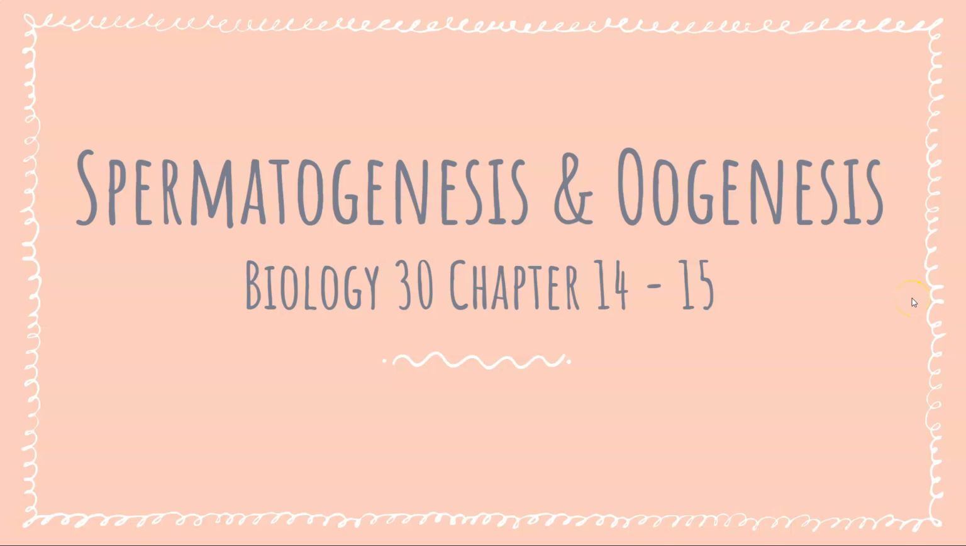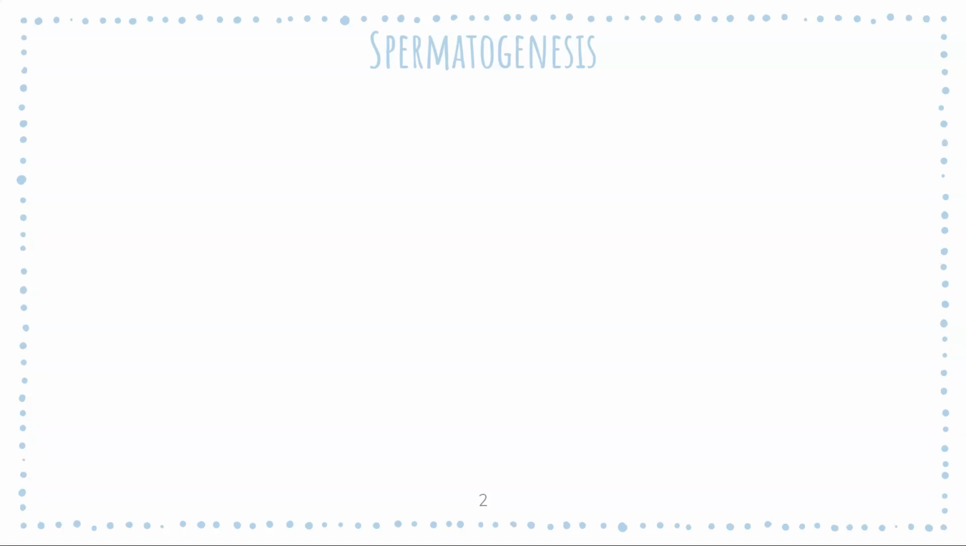Hello, Bio30, and welcome to Spermatogenesis and Oogenesis, also known as Gametogenesis, meaning the formation of both gametes. Normally, we would talk about how sperm and eggs are made in chapters 14 and 15, but since it fits nicely into our next unit as well, we're going to bring it up now. So in your notes, you are going to go through the process of spermatogenesis.